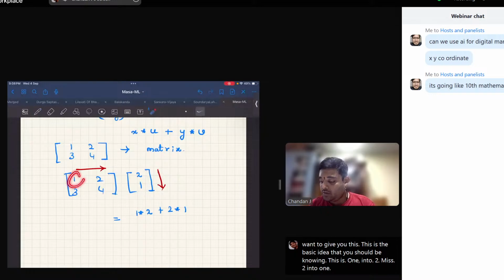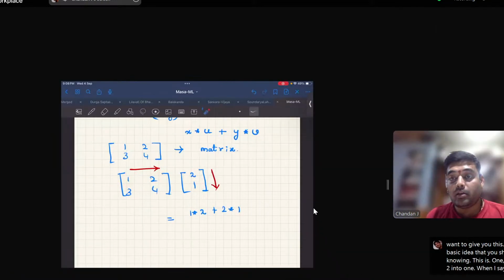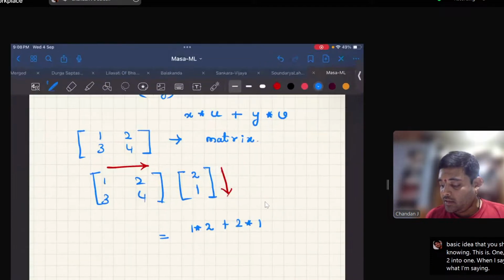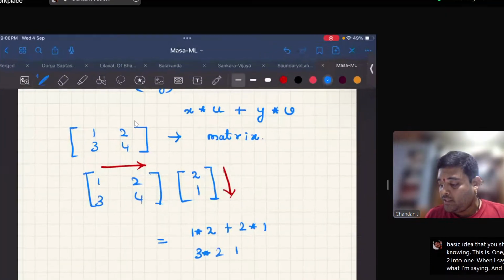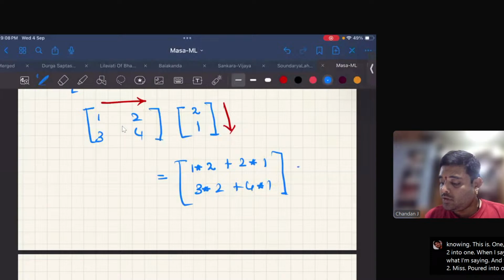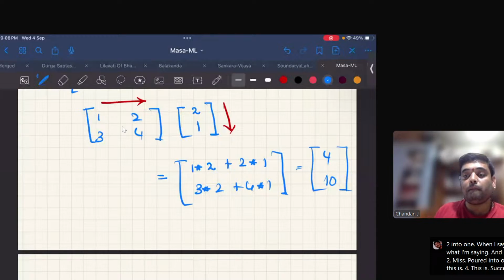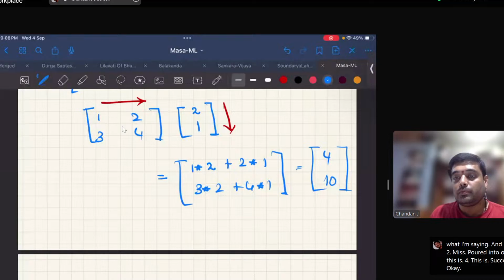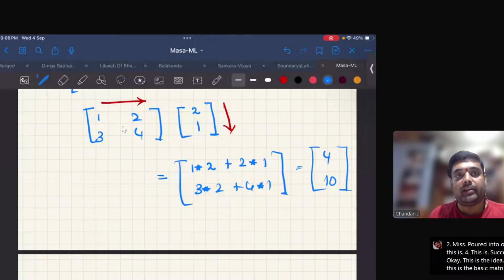And then 3 into 2 plus 4 into 1. Now this is 4. This is 6 plus 4. This is the idea. This is the basic matrix vector multiplication.